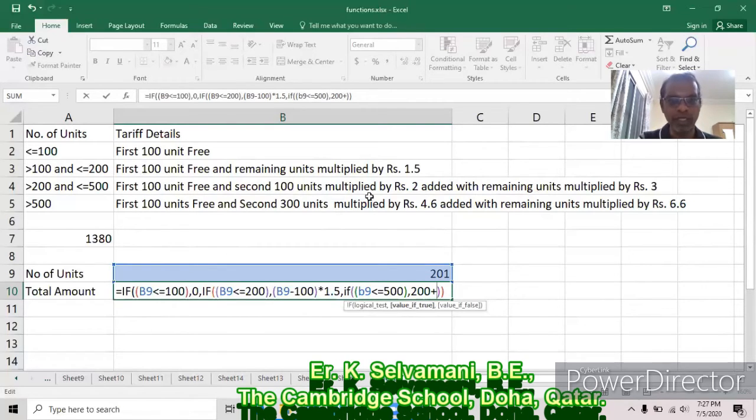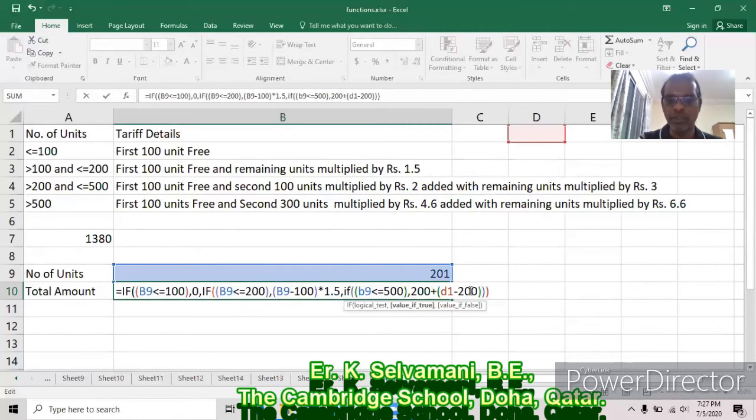Second 100 unit should be multiplied by rupees 2. So 100 into 2 gives 200 rupees. That should be added with the remaining units, that is why we put plus here. That means we have to put D1 minus 200, because these 200 units we have to subtract.